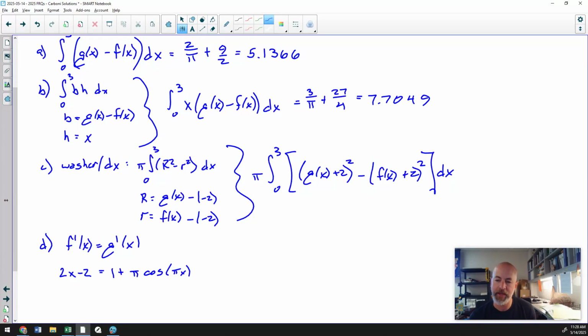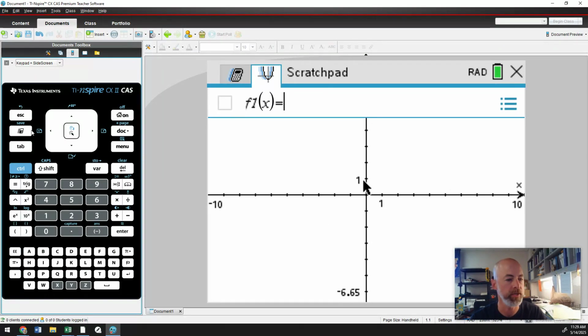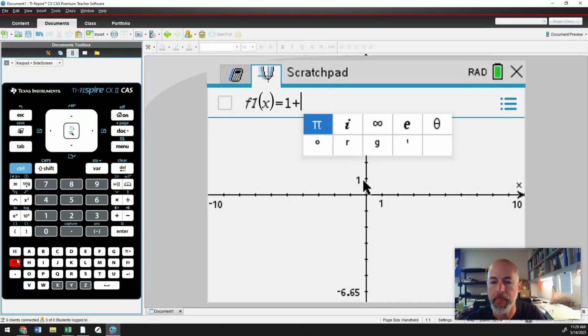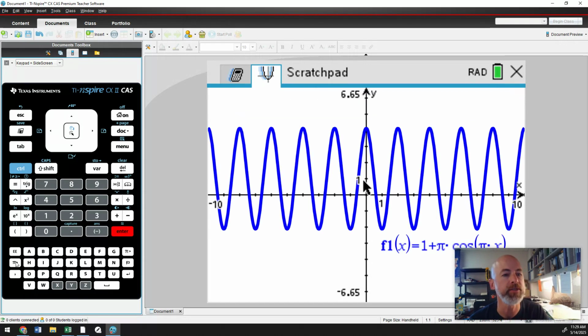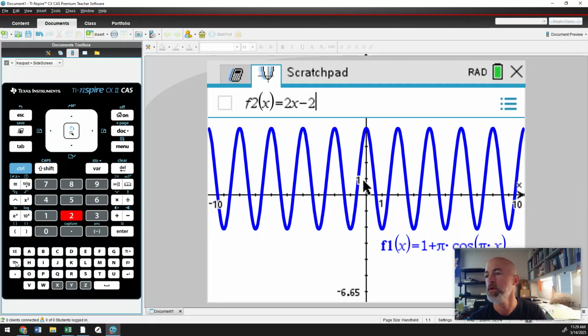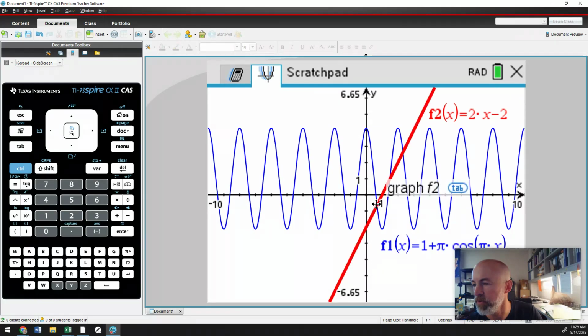And we will solve that in the calculator. I will graph both of those and find their intersection on the interval 0 to 1. So pay attention to stuff like that. So onto my graph screen. So we have 1 plus pi times the cosine of pi x. And that is g prime. F prime was 2x minus 2. And we want the intersection from 0 to 1. That would be this one right there.